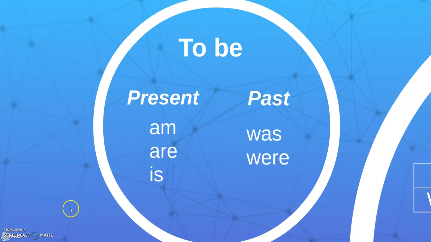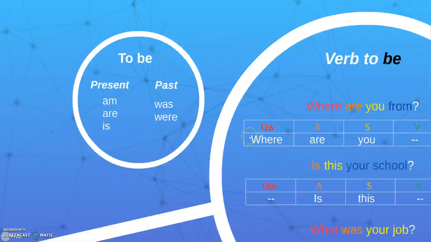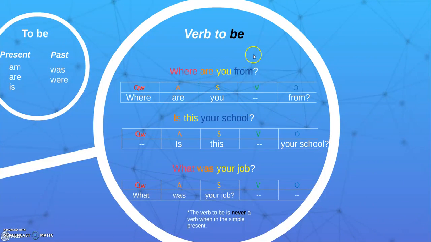So let's quickly go over the verb to be. It can take different shapes, as in the present: am, are, is, or in the past, it could be was, were. So this is useful when making questions with the verb to be. Using the verb to be in questions is a bit special because the rules change here. Even though it is a verb, it will not be in the verb position of a question. Instead, it is used as the auxiliary.